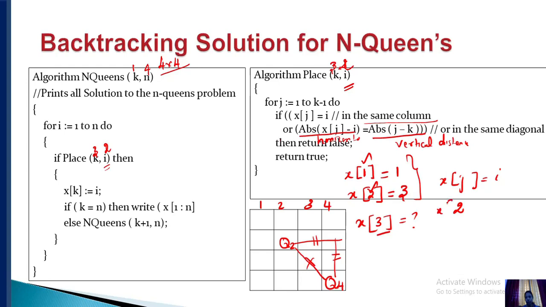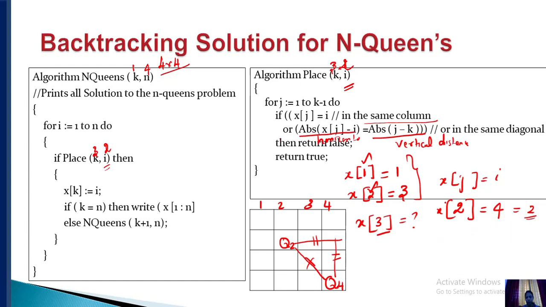Okay, x of 2. We want to check whether this particular position is suitable or not. So which position are we checking? The ith value we are checking here is 4. I am checking whether queen number 4 can be placed in the fourth position or not. So here the value is 4, and if you find the distance, we will get 2. The distance between these two is 2.